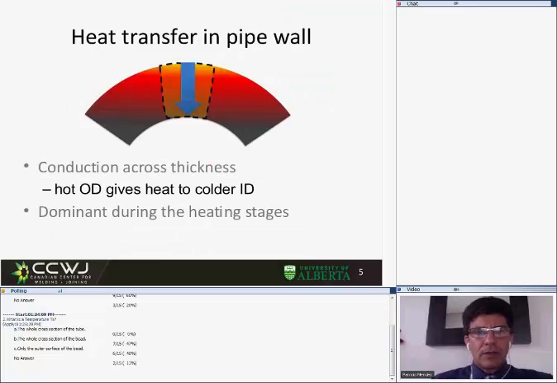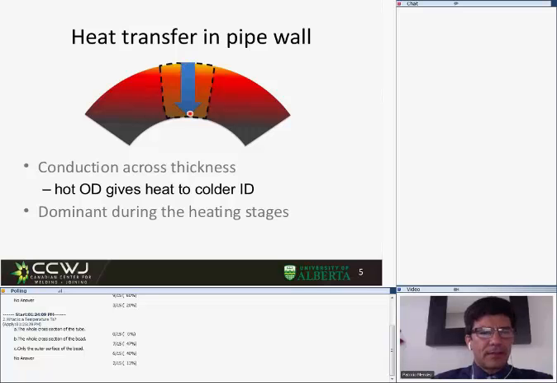So a little bit about how the heat moves in the pipe wall, right? I'm bringing this up to set the stage and enhance our intuition about what things to look for. So we have three mechanisms in heat transfer in the pipe wall. In this slide, I'm discussing the first one, and it is conduction across the wall thickness.